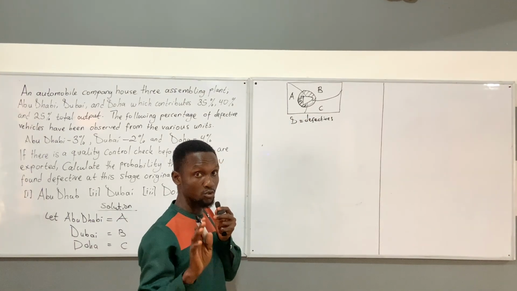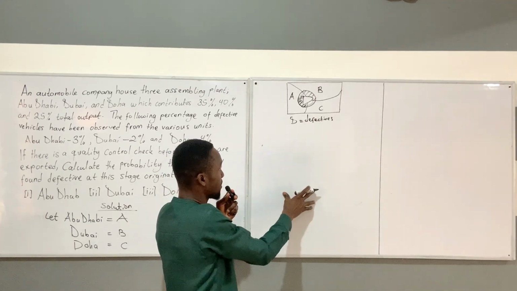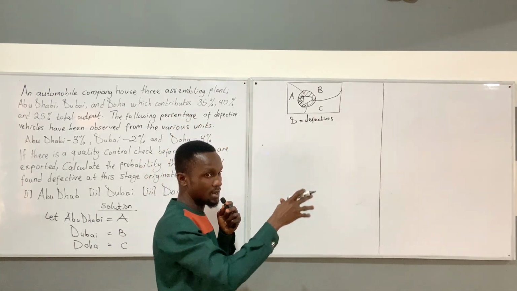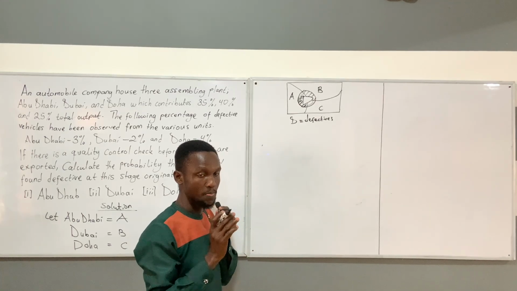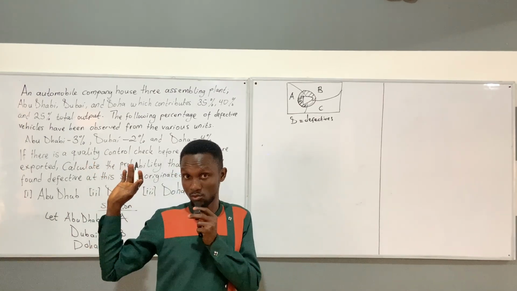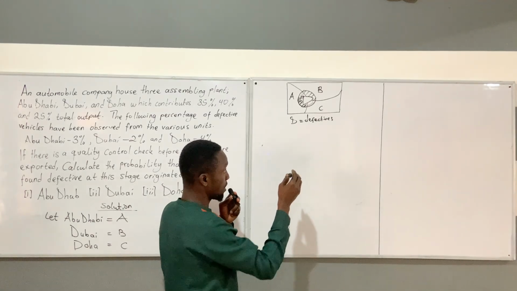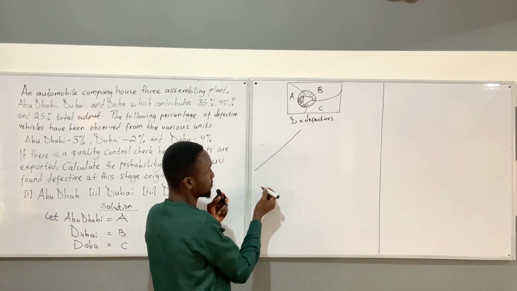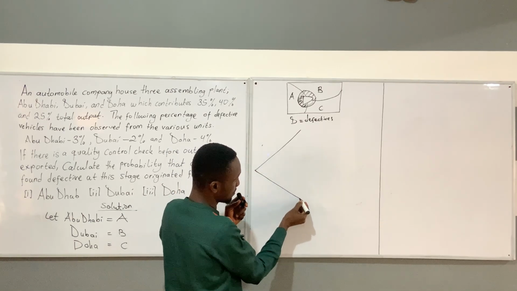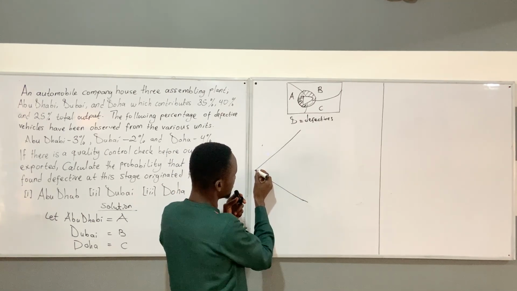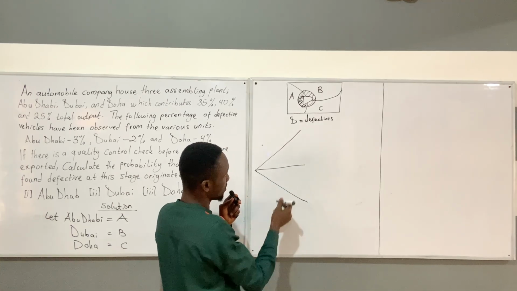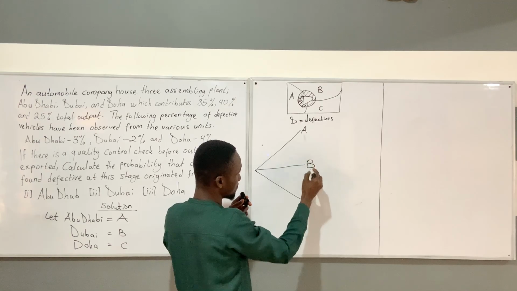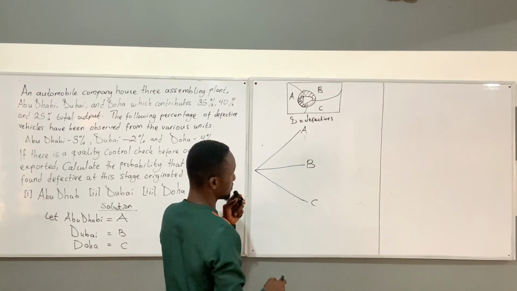Now the next thing you should do is to draw a tree diagram and indicate your data on it to make it simple for us. Even though we've not been asked to do that, we have to do it. So I will draw my tree diagram. Let's assume that this is the tree and this is my branch 1. This is branch 2 and this is branch 3. I'll label this branch plant A, this plant B, this plant C.